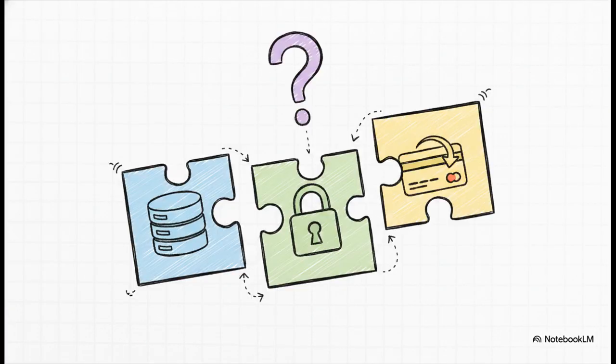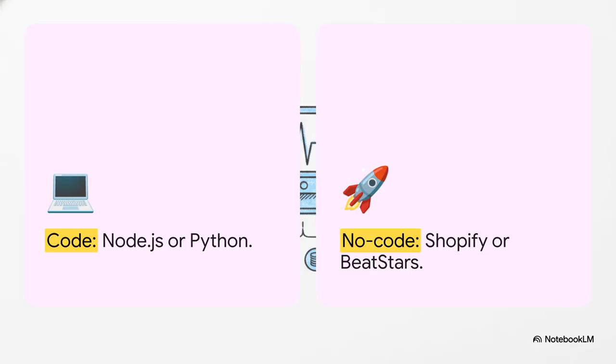So, choosing your path forward. You've seen the front end, you understand the back end. Now what's the next step? You basically have two main paths here. First, if you're comfortable with programming, you can code all this yourself using something like Node.js or Python. This route gives you ultimate, absolute control and zero ongoing platform fees.